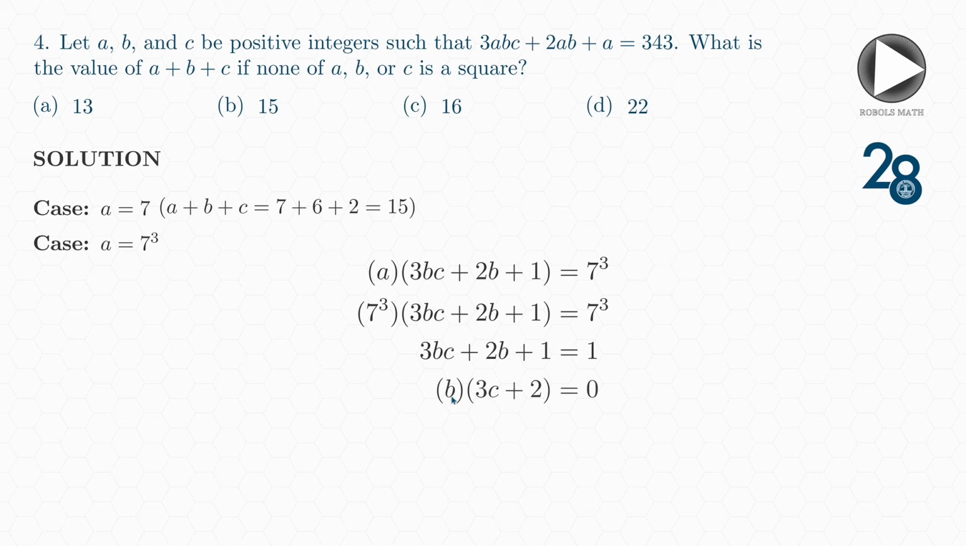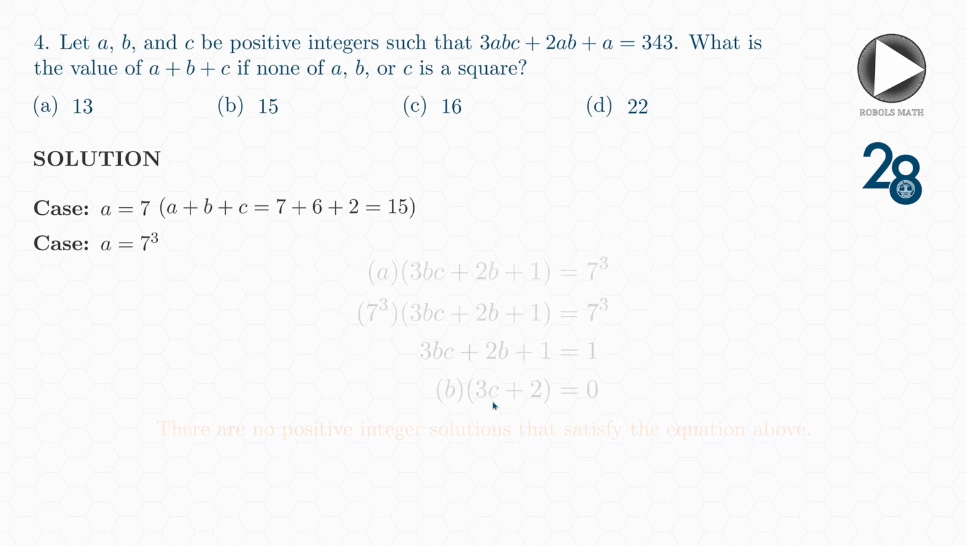We want them to be both positive integers, so b cannot be 0. And 3c plus 2 cannot be 0 as well, because we'll get negative 2/3. In other words, there are no solutions for this case. Okay? I hope you got my reasoning here. b cannot be 0. 3c plus 2 cannot be 0 as well.